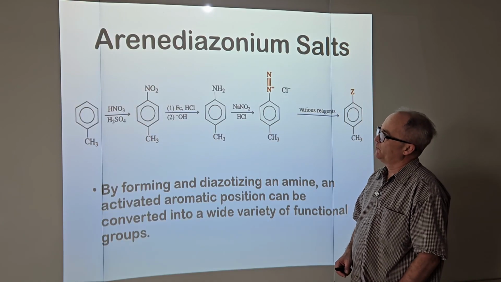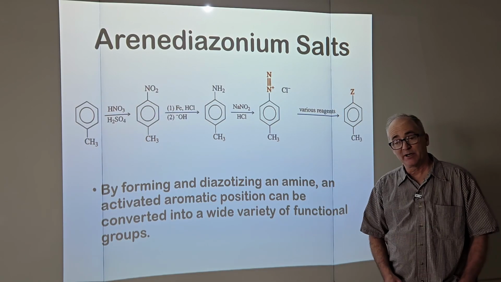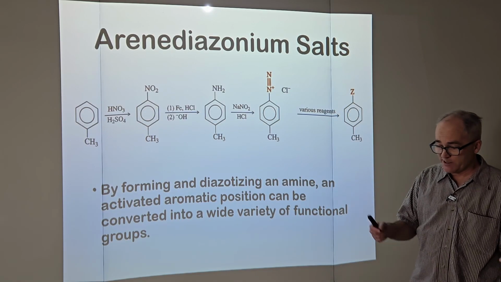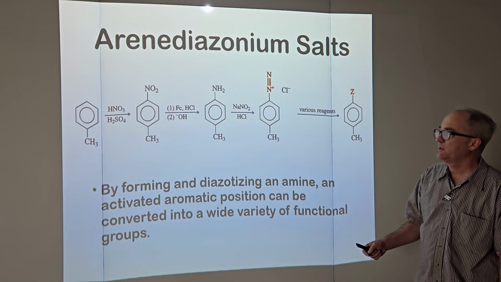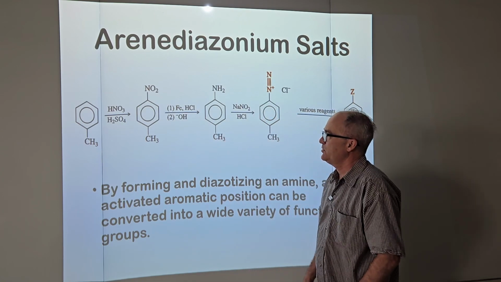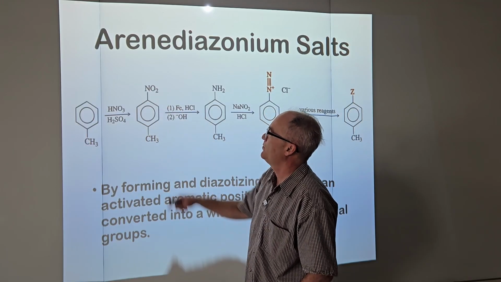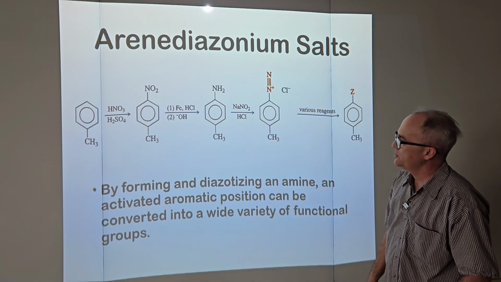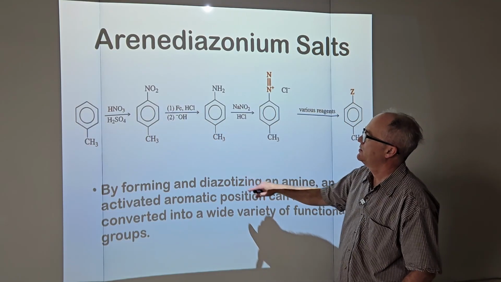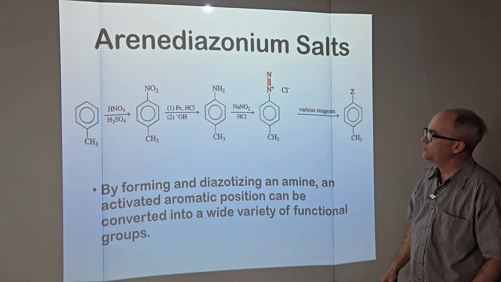And this is useful for arenediazonium salts. So every time I get to chapter 16 and 17, I'm always like, where's this chemistry? Well, you don't get it till you get to the amine chapter. But here's toluene, ortho-para director. So here's our nitration reagent. Put the nitro group in the para position. And here, iron and HCl, followed by some base, reduces the nitro group into an aniline group.